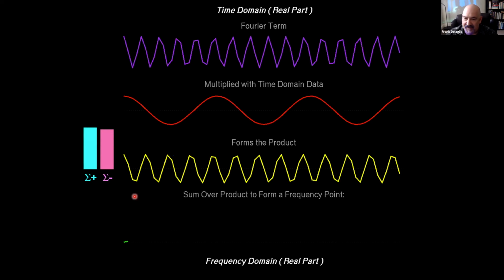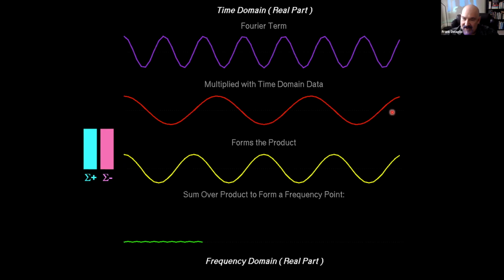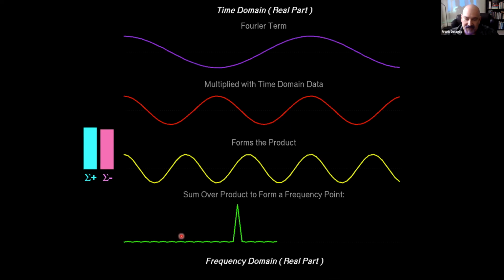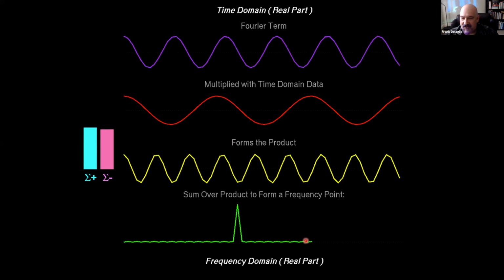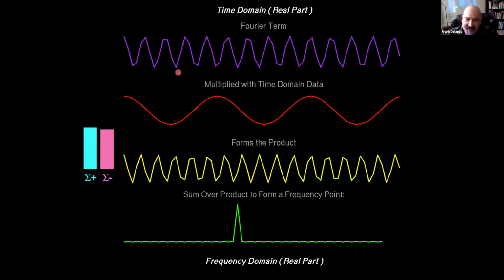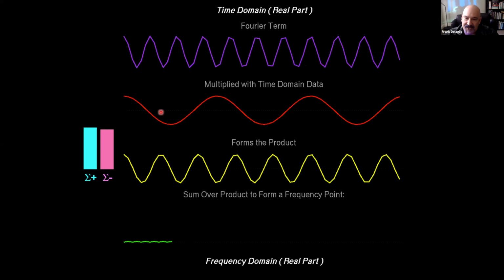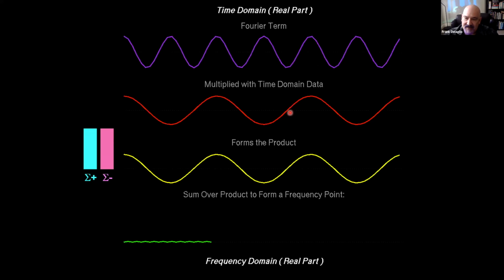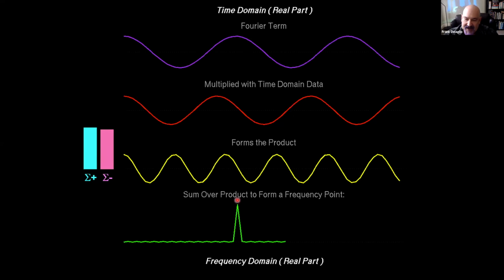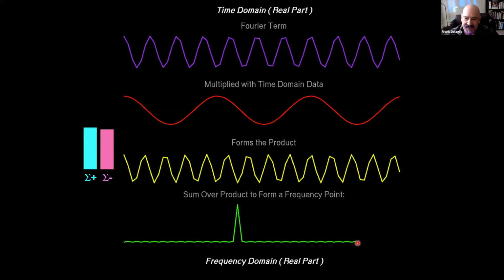So what happens in the Fourier transform? For each Fourier term, we multiply that Fourier term by our time domain data. That forms a product. We add up all the points in the product to generate one point in the corresponding Fourier transform. So what happens is that only in cases where the frequency of the particular Fourier term matches one of the frequencies in the time domain data do we get a product that's either predominantly positive or predominantly negative, so that when we add up all the points in the product, we get a peak in the spectrum. Nice and straightforward, easy to understand.